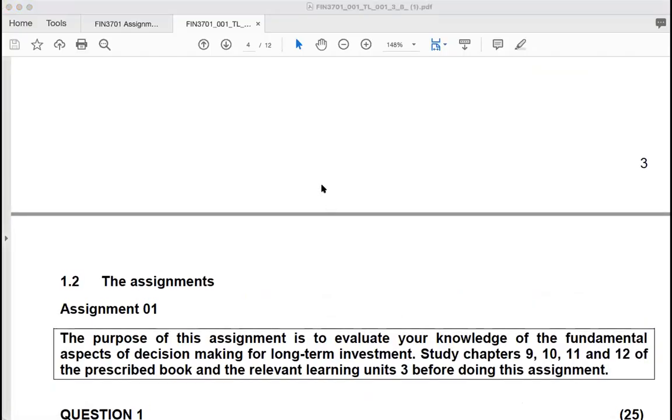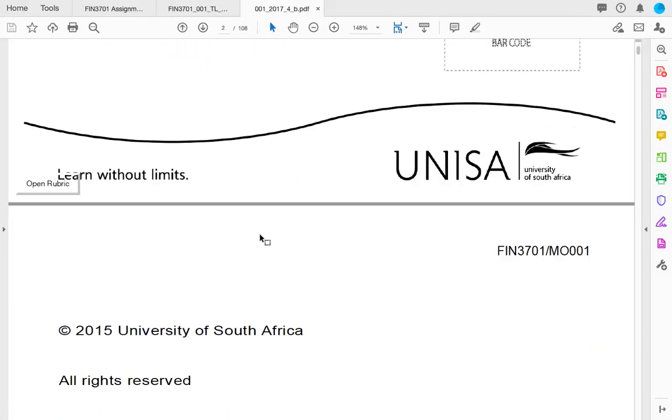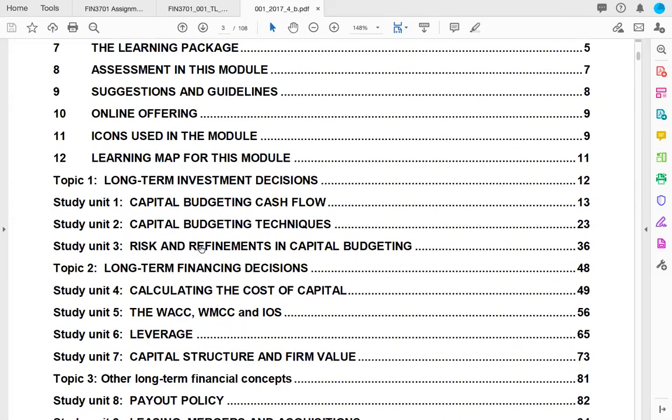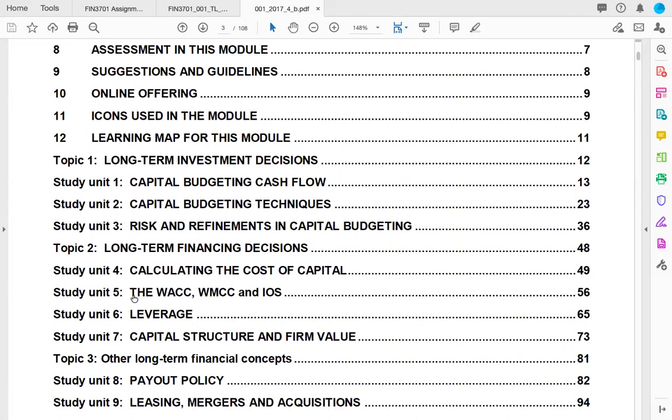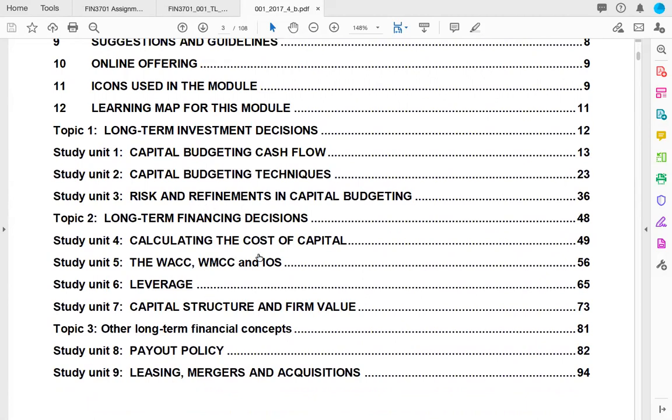In particular, let me just open the study guide to give you a better understanding of what exactly the assignment will cover for the purposes of your studies. Okay, so the assignment actually looks at study unit 1, 2, 3, 4, and 5. So it touches on the first 5 study units, I think the first half of the module.